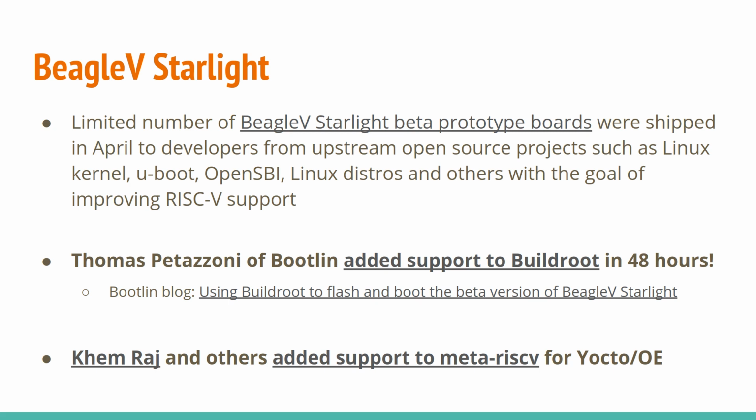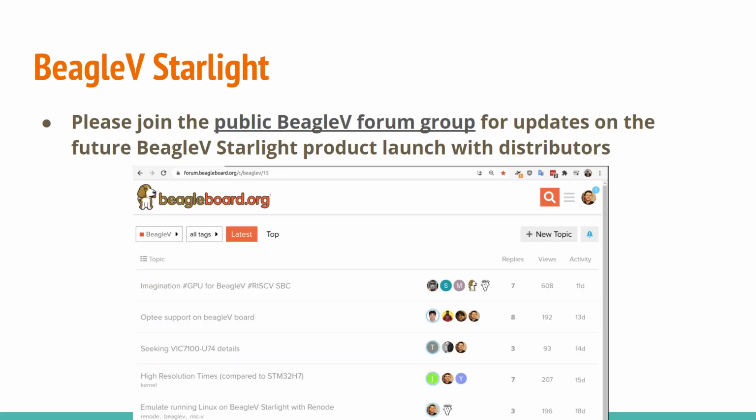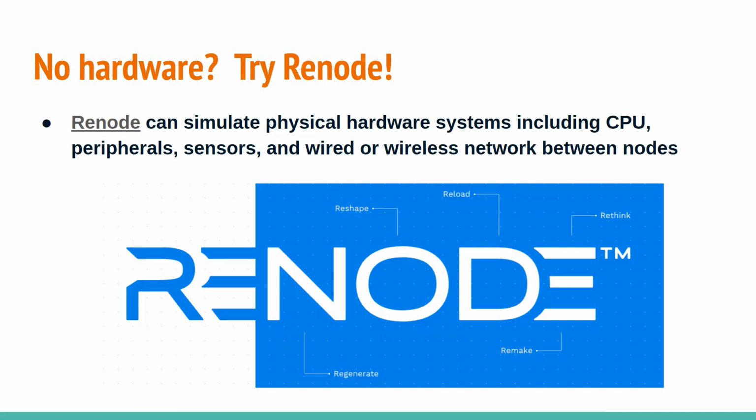And Khem Raj and some others also did a similar thing for the meta-riscv layer in Yocto and OpenEmbedded. And if you want to find out more, please join the public BeagleV forum group on our website, and you can find out more about the future product launch of the board.